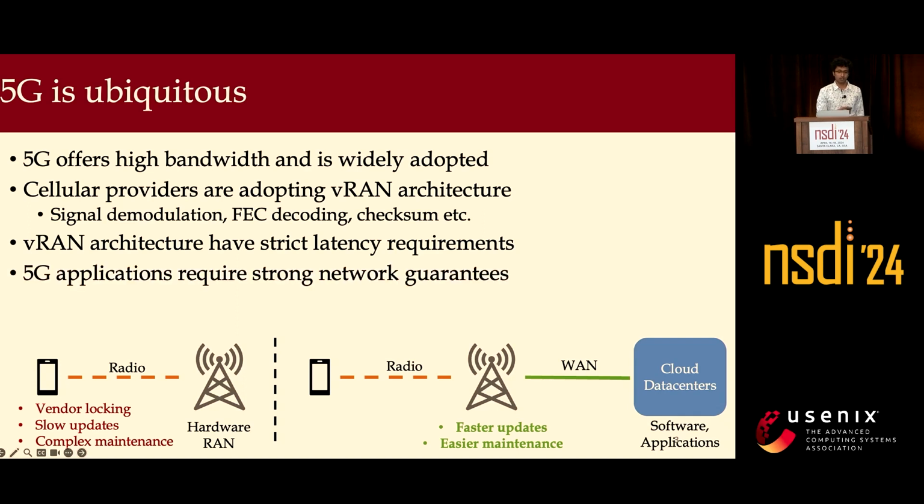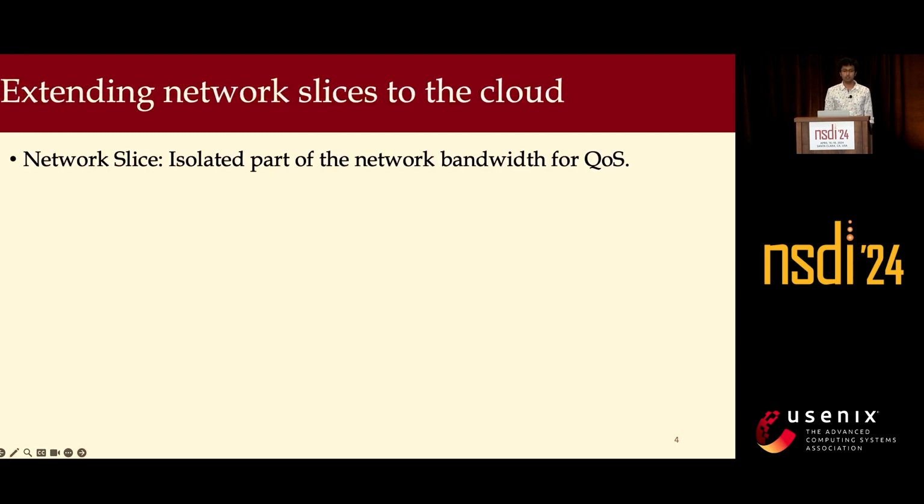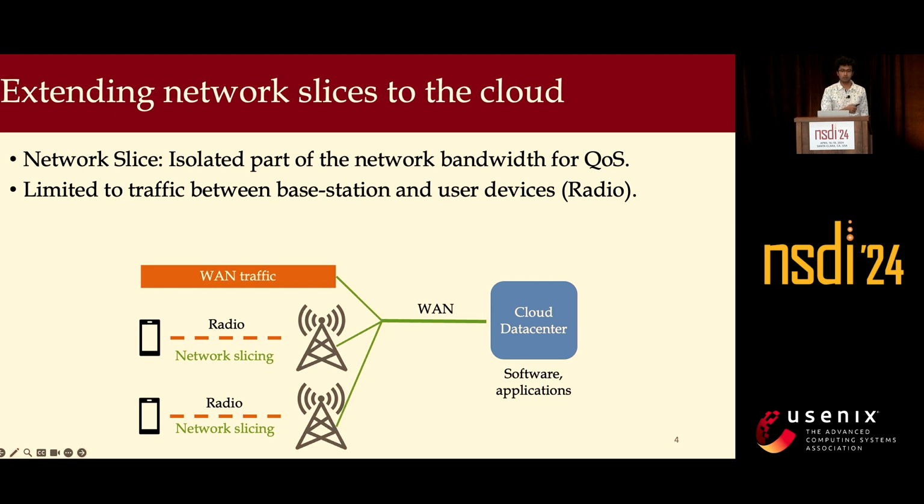And we also know that 5G applications such as streaming, gaming, etc. have very strict network requirements for a reliable user experience. Network slices are a way to guarantee network requirements and have reliable end-to-end user experience. And today it's limited to the network between phones and the cell towers. But in the newer architecture, your 5G data path extends from your phone to the cell tower and to the cloud data centers over wide area network.